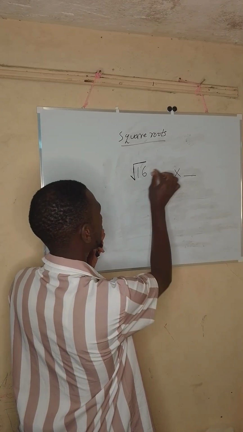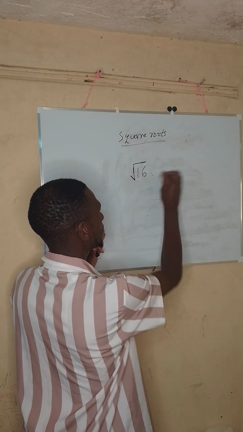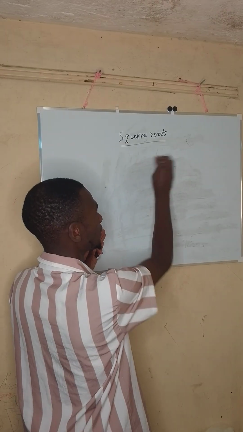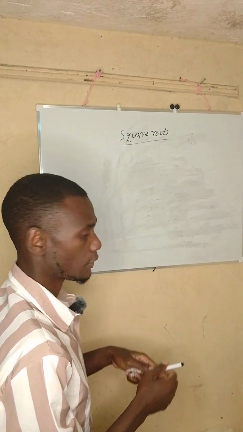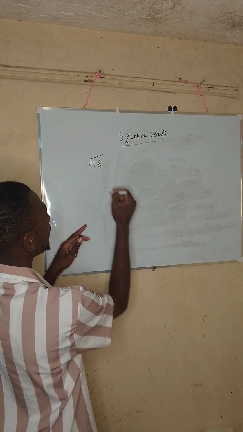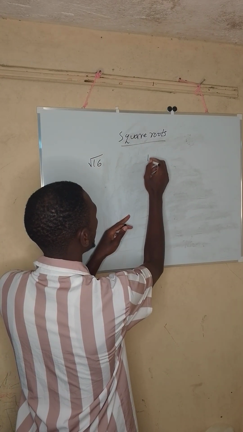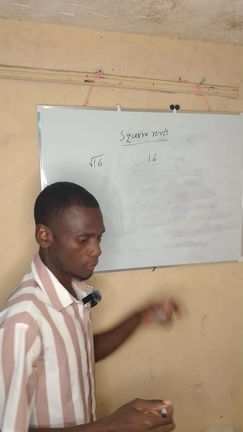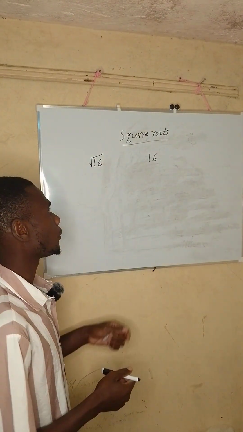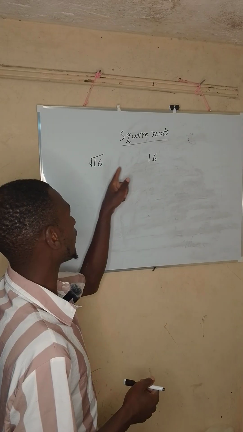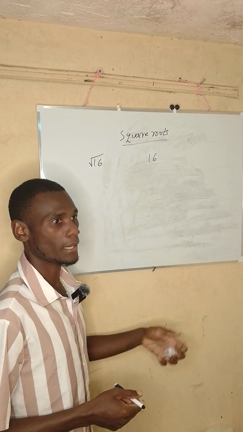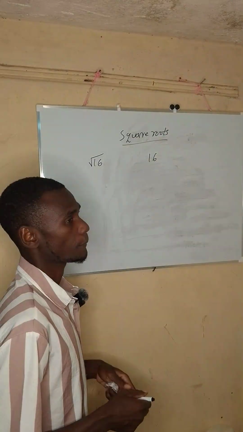So the number is 16. And we know very well we started by squaring 4. So automatically we know that that number is 4. But how do we get that 4? So we want the square root of 16. We will take the 16, the number, and we use what is called prime factorization. We want to get this number here: what is that number that you multiply by itself to give you 16?